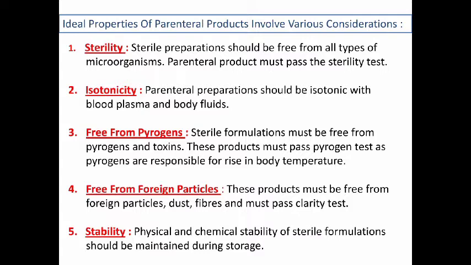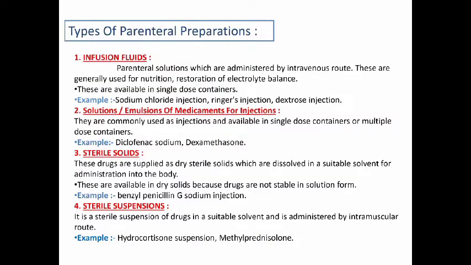Fourth, free from foreign particles. The product must be free from foreign particles, dust and fibers, and must pass the clarity test. Fifth, stability. Physical and chemical stability of the sterile formulation should be maintained during storage. Types of parenteral preparations. First, infusion fluid. These are parenteral solutions which are administered by the intravenous route, generally used for nutrition and restoration of electrolyte balance. They are available in single dose containers. Examples: sodium chloride injection, Ringer's injection, dextrose injection.